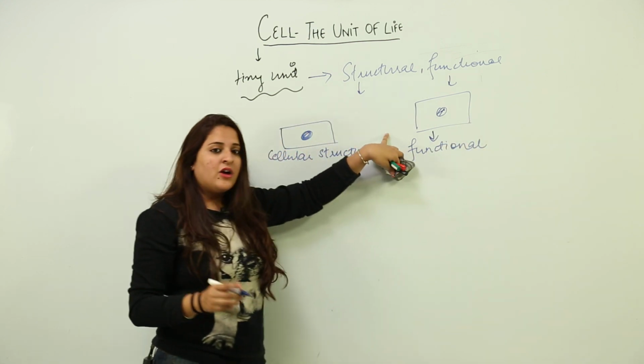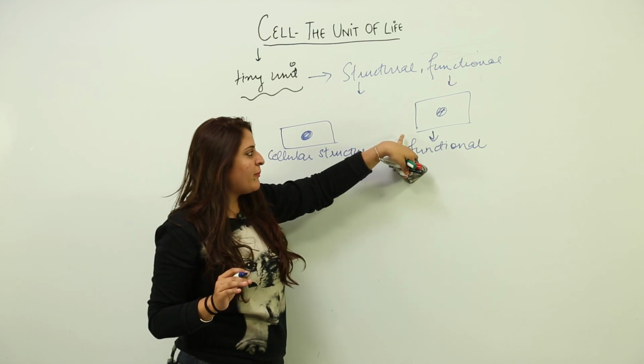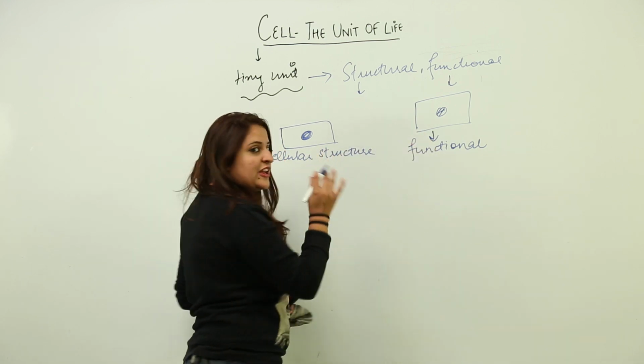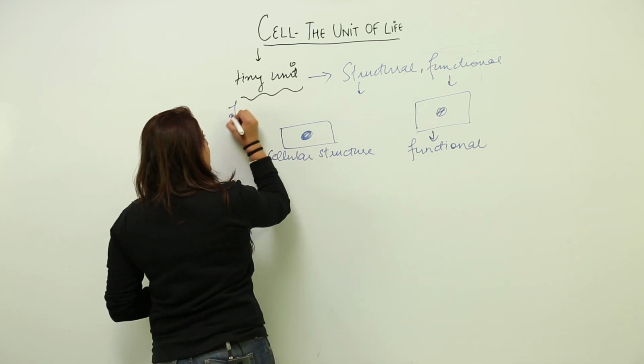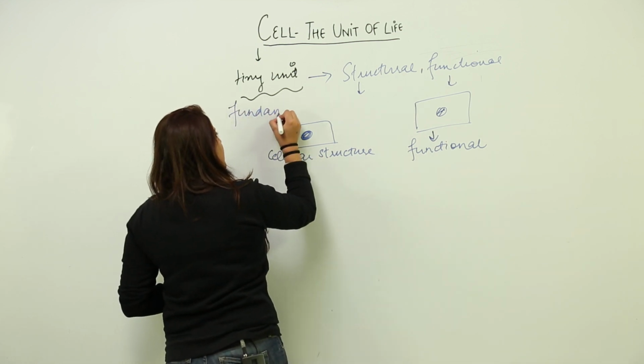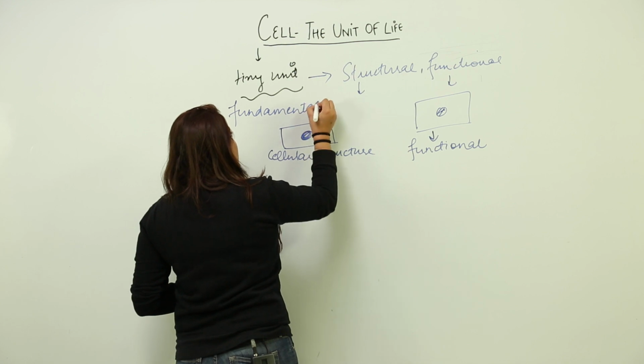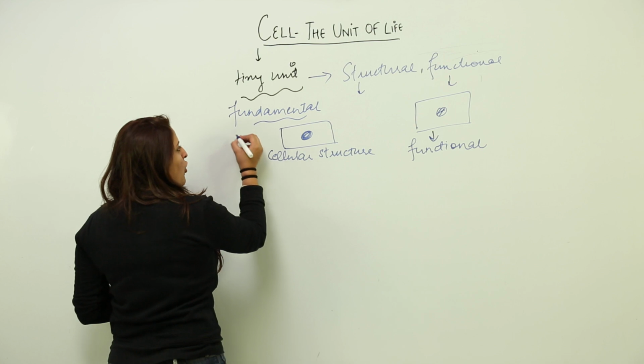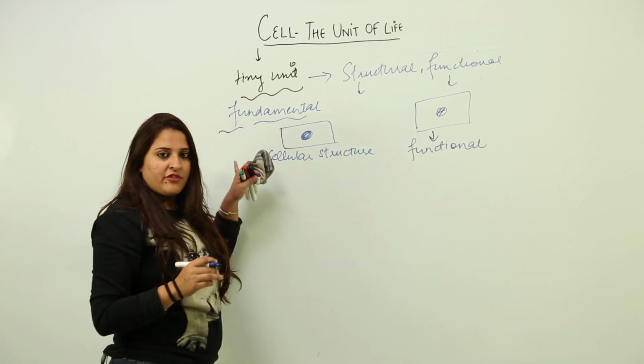All the functions for the metabolic processes are performed by this tiny unit which is known as a cell. So the cell is very essential. That's why we call it a fundamental unit. It is the essential part. It is the only single part that can independently exist. So that's why we call it the fundamental unit of life.